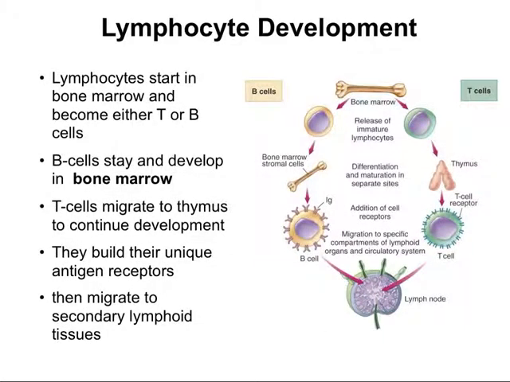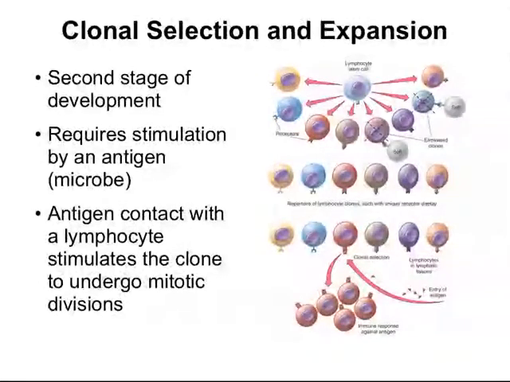The lymphocyte starts out in bone marrow and becomes either a T or a B cell. The B cells stay and develop in the bone marrow, and the T cells migrate to the thymus to continue their development. They build their unique antigen receptors while they're in their respective maturation zone. Then they migrate to secondary lymphoid tissue. So all of that diversity of receptor production or antibody production occurs before they migrate to their secondary lymphoid tissues. So throughout that process of early development, we have a whole repertoire of clones, each with a unique receptor display.